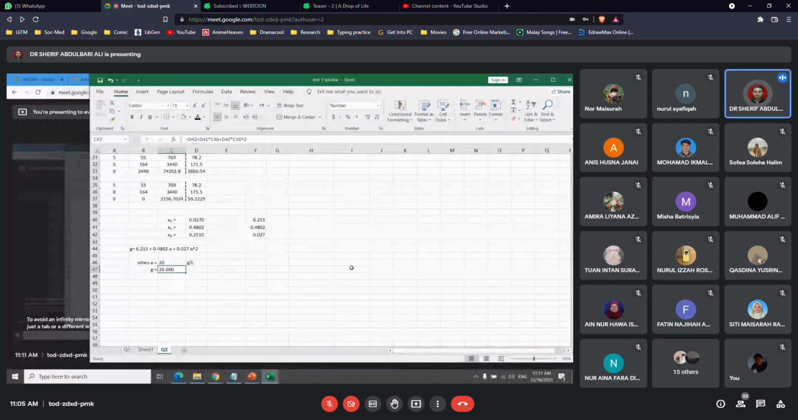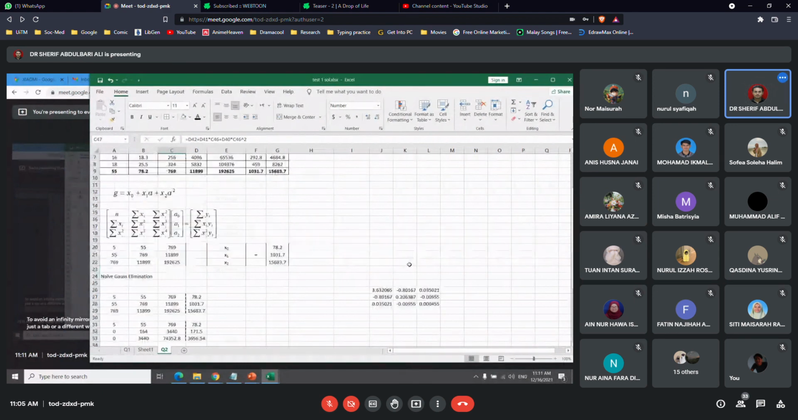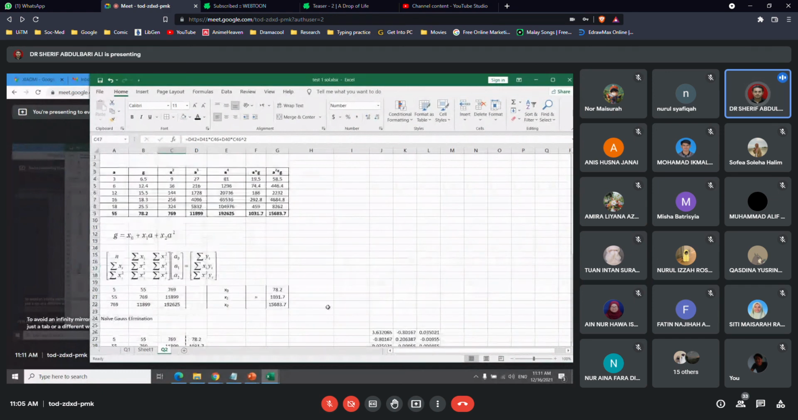So do you have any questions about how to do this one? Is it clear? And easy, right? That's the answer for the midterm exam.